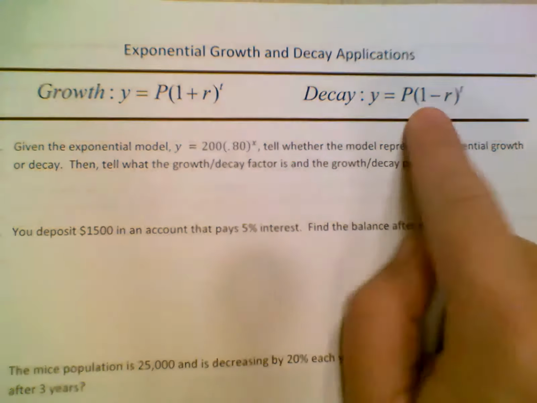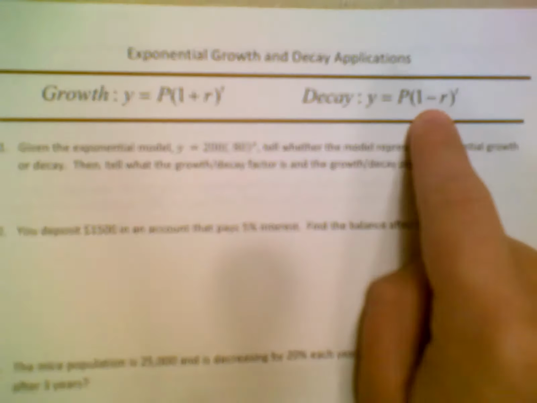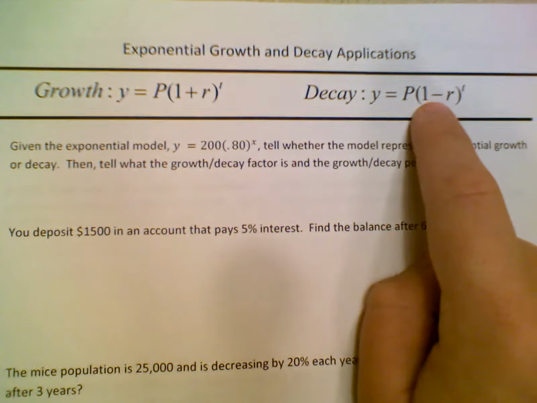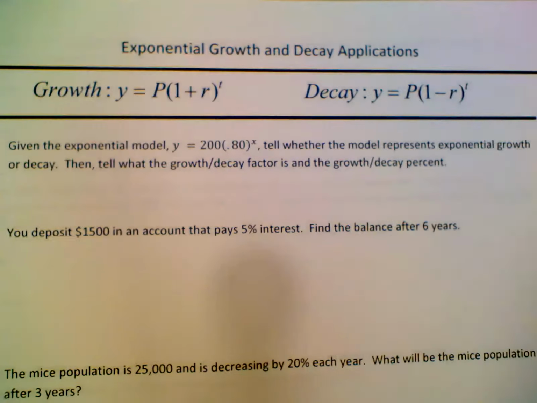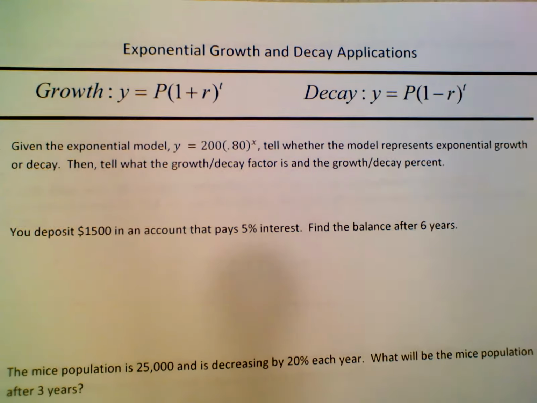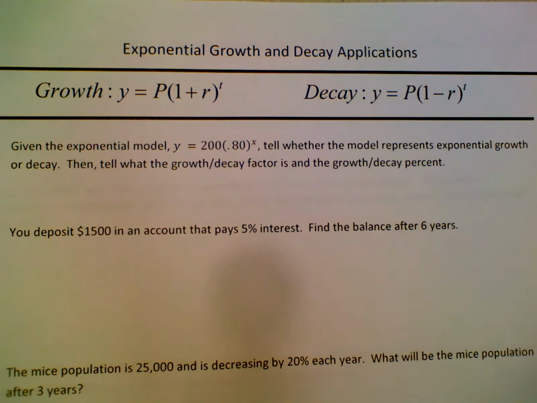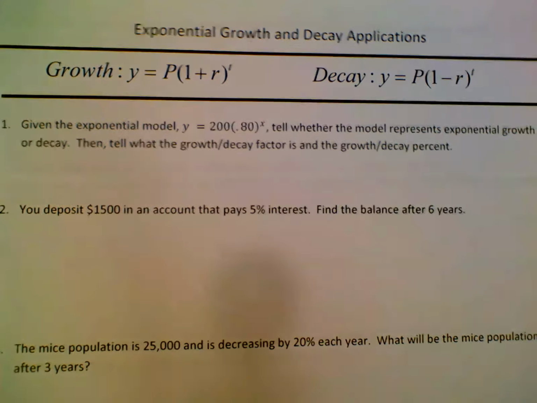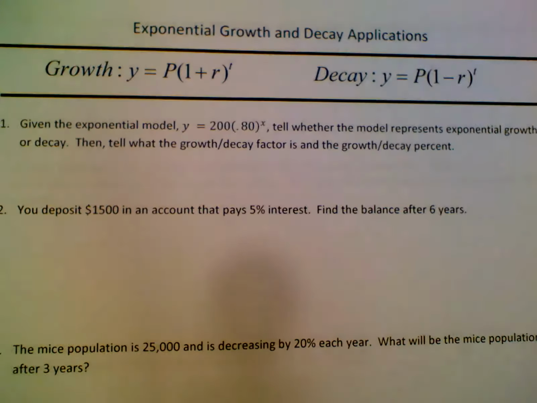The decay side of it has to be less than 1 but bigger than 0. So for that base, we'll take the same rate, but we'll subtract it from 1 instead. And so you just have to make sure you know the difference between growth and decay. After that, it's just plugging everything in to the appropriate spots to figure out what's happening. So we're just going to work through these examples.